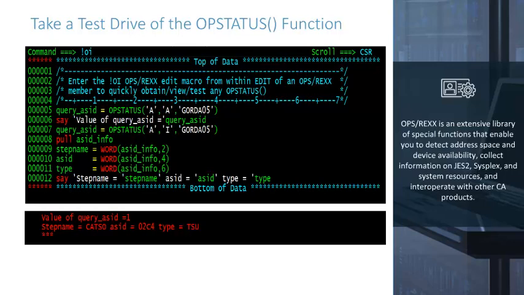Familiarize yourself with the various OPSTATUS function calls by executing a test OpsRex program in your TSO foreground. To do this, create a member in your OPSMVS user Rex library, similar to this sample shown, that invokes any valid OPSTATUS function statement. Utilize the Rex say instruction to simply dump out the returned output. Quickly execute this code as an OpsRex program by typing the exclamation OI on the command line to invoke the OpsRex edit macro.